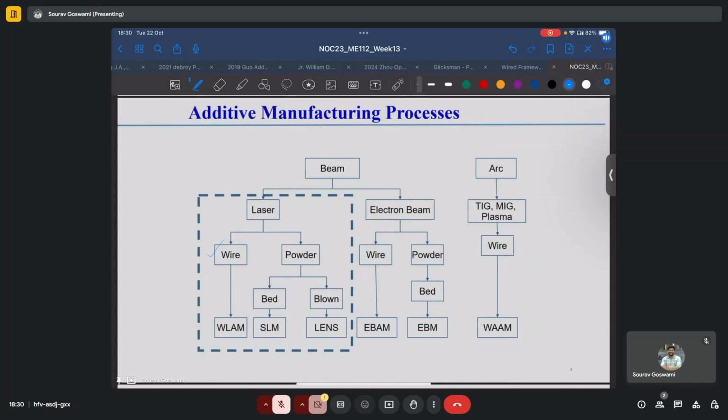Whereas in the case of lasers, which are basically photons, it is a beam composed of photons. There is no such physical limitation on the size. However, the laser beam size is decided by the technological advancements. On the other hand, rather than using a beam, if the energy source is in the form of an arc, then the processes may be similar to TIG, MIG, or plasma welding, and typically they would be performed in conjunction with a wire feedstock. And all such processes are categorized as wire arc additive manufacturing.